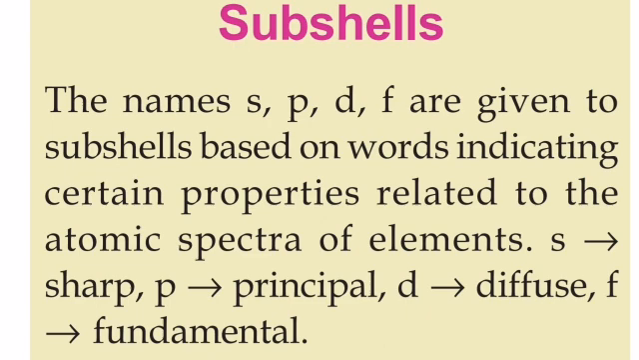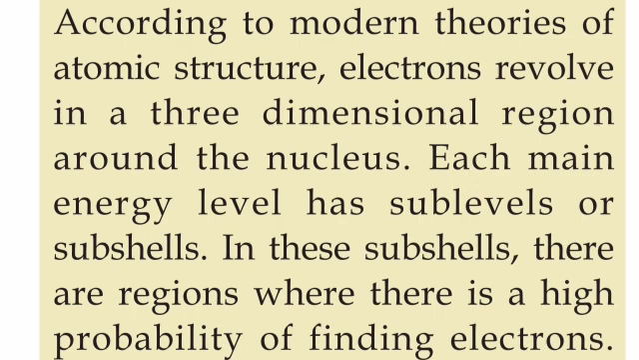Now we can study about the subshells. The names s, p, d and f are given to subshells based on words indicating certain properties related to the atomic spectra of elements. s came from sharp, p from principal, d from diffuse and f from the word fundamental. According to modern theories of atomic structure, electrons revolve in a 3-dimensional region around the nucleus. Each main energy level has sublevels or subshells. In these subshells, there are regions where there is a high probability of finding electrons.